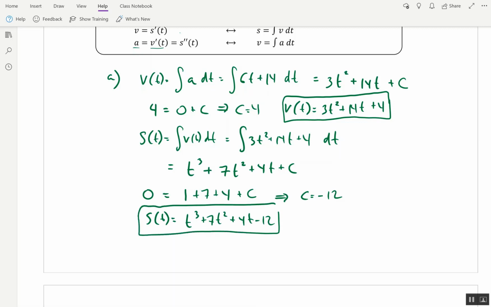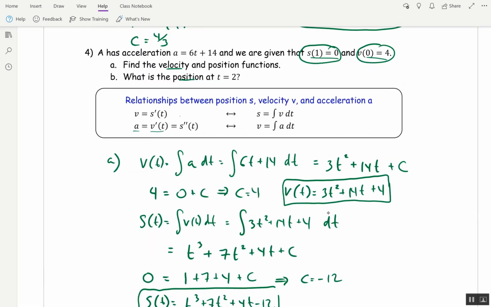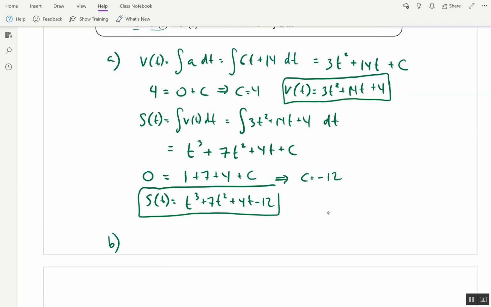And then the last part's actually the easiest. Part B says, what is the position at t equal 2? So what they're asking for is just to find s of 2. That's all they want. Position at 2. So s of 2, 2 cubed is 8. 2 squared is 4. 4 times 7 is 28. Plus 8 minus 12 is 32. So the real work is doing A and B.